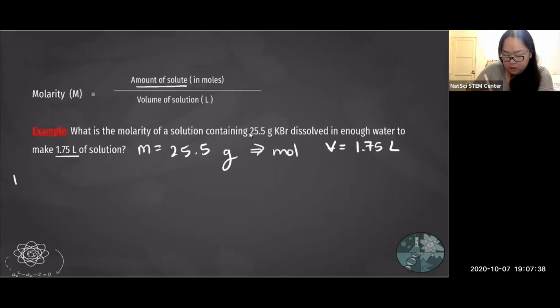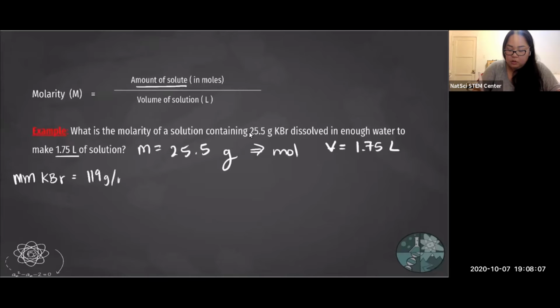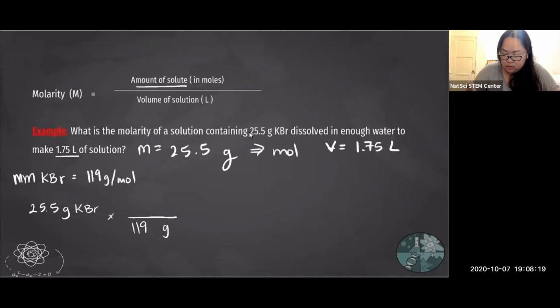Starting from there, the molar mass of KBr, looking at our periodic table, KBr added together is 39.1 plus 79.9. So it's 119 grams per mole. So you start with 25.5 grams of KBr times 1 mole per 119 grams.